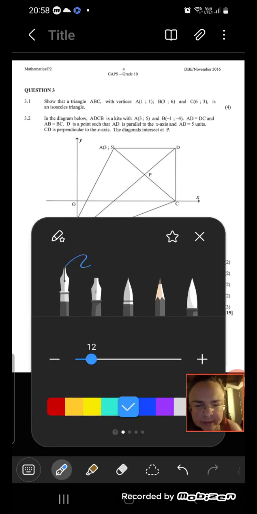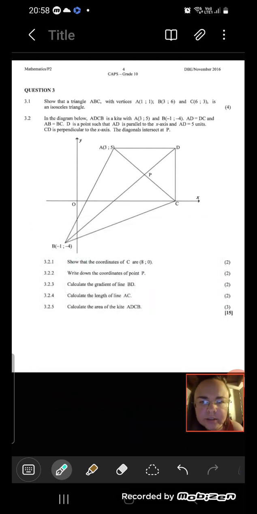Let's see. Quite like this turquoise. Maybe because I'm watching the rugby. Although I prefer green and gold.